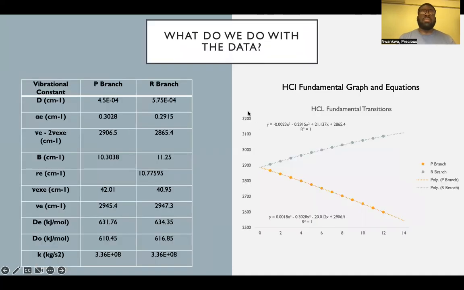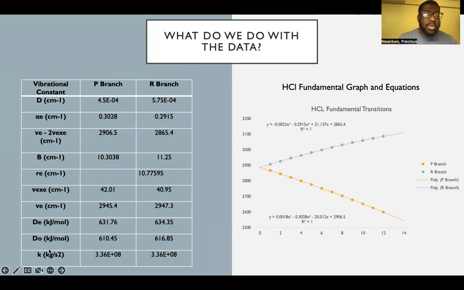So what do we do with the data? This is exactly what I was saying. These are our third order polynomials that I was talking about earlier, and as you can see, we have them for the P branch and the R branch. With that, we can use the equations I showed you in the slide before to solve for all of these vibrational constants.